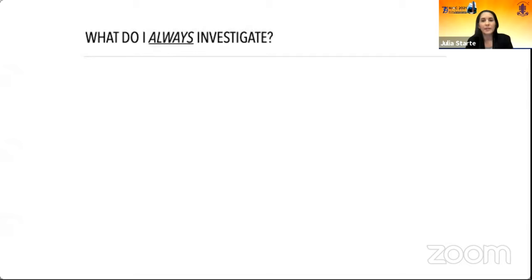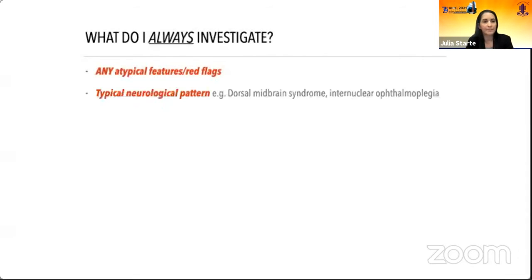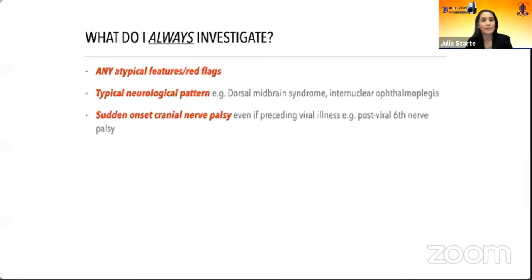So what do I always investigate? As I've already said, any atypical features or red flags. Any strabismus that fits a typical neurological pattern, so things like dorsal midbrain syndrome or internuclear ophthalmoplegia. It's important to know the features of these because there's a high incidence of intracranial pathology with these strabismus patterns.